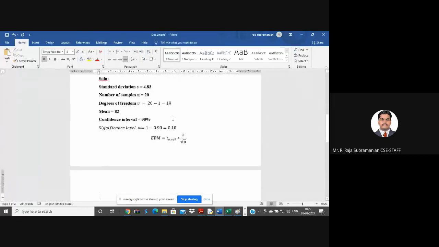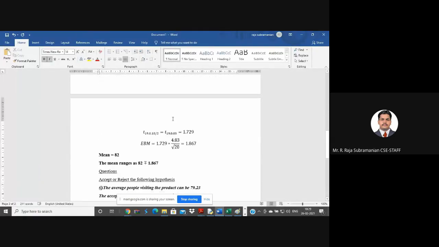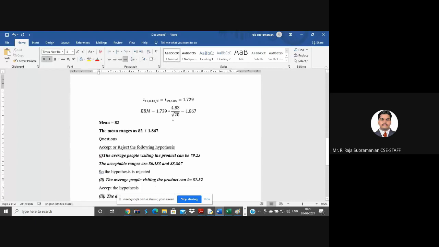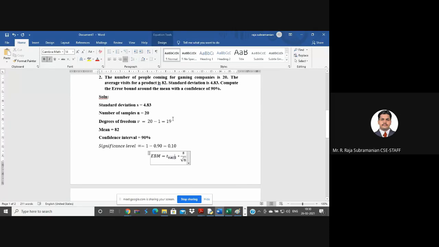And the second type is I'll be giving the level, and based on the level, I'll be giving a hypothesis also for the mean value. You have to tell me whether the hypothesis is accepted or rejected, right? These are two ways of calculating given the standard deviation, number of samples and mean.